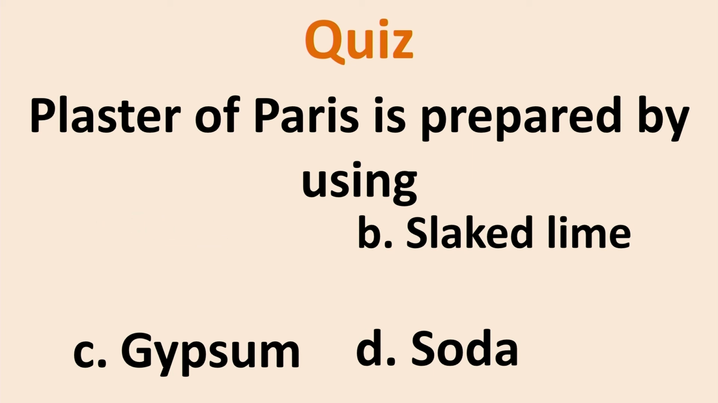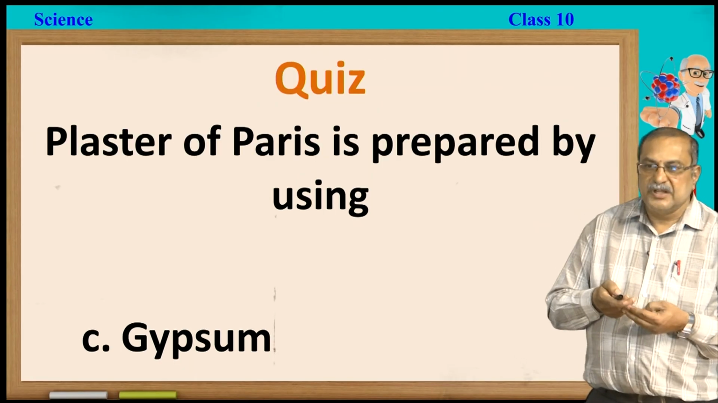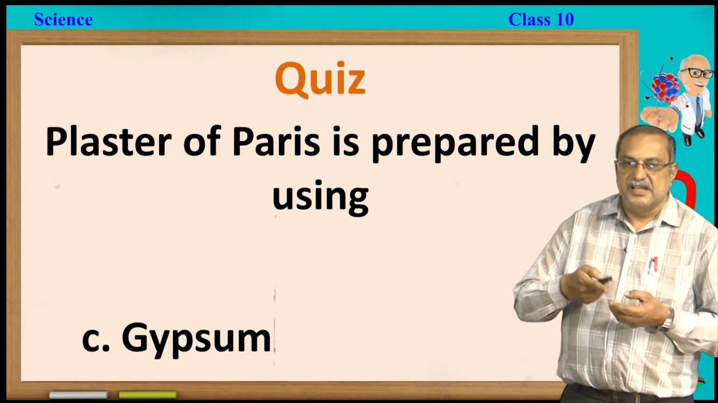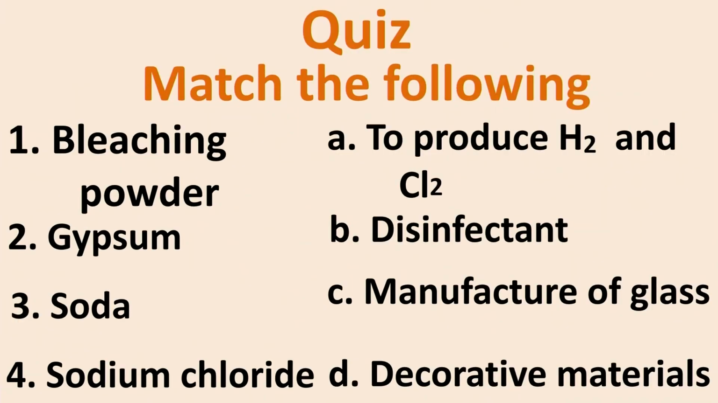Okay. So, lime is not that one, slaked lime is also not there, and soda is also not there. It is gypsum, okay, gypsum salt. Recrystallization of gypsum gives the plaster of Paris once again. In your examination, they will ask the match the following. So, it will be easy for me to sum up everything in brief. That is why I have taken the match the following in this case.